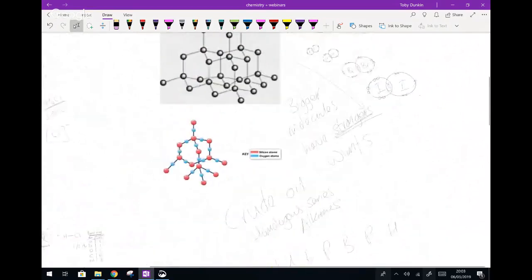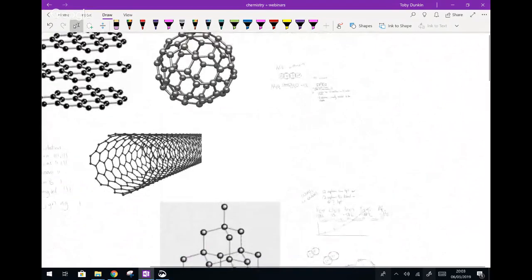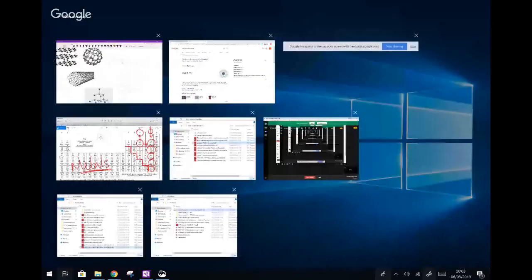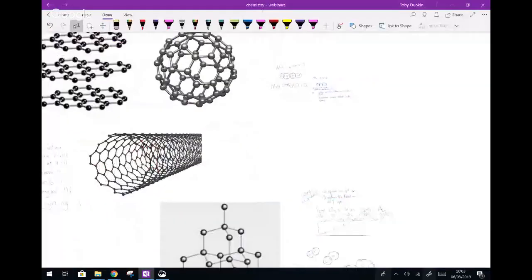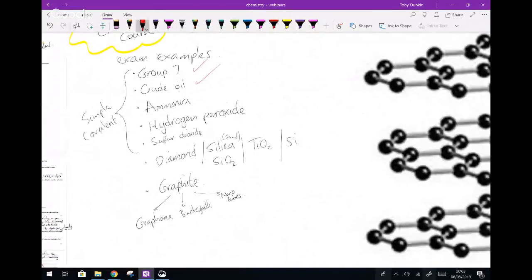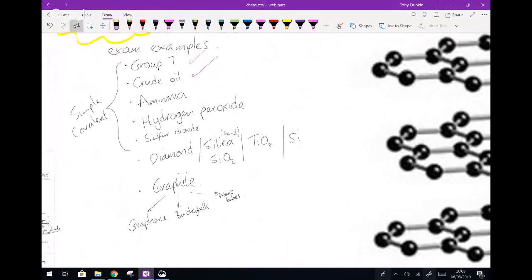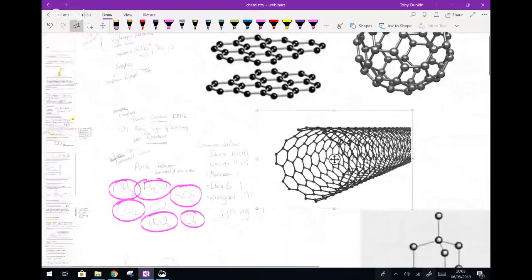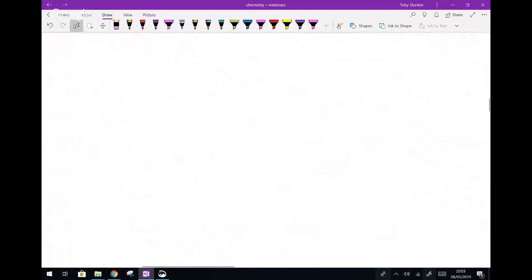So, WIMPs are cool. It's nice at this point. I'm going to go over to my learning objectives and tick off a few. We've done group 7. We've done crude oil. We haven't really talked so much about ammonia. We did the dot and cross. I don't think we actually even did the dot and cross for that. Dot and cross for ammonia.